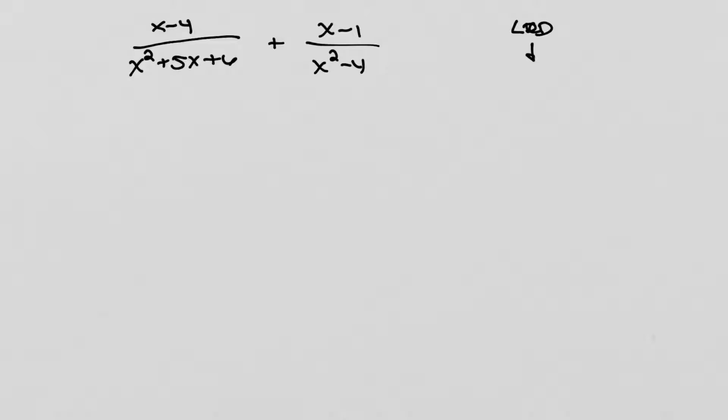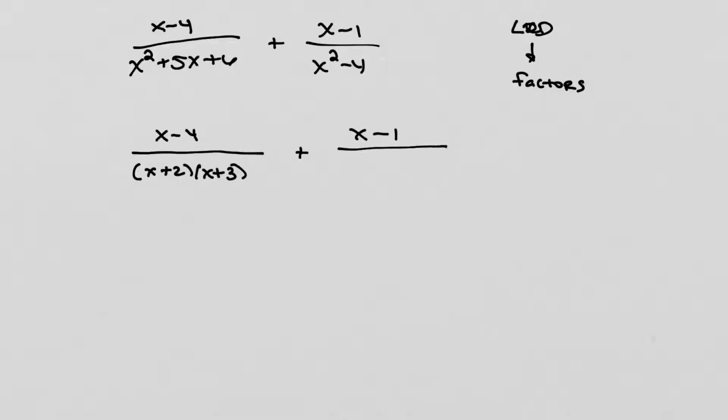The way you can find your least common denominator is to work with factors. So let's look at these two terms and try to factor them a little bit. The denominator of this first one factors into x plus 2 times x plus 3. And the denominator in the second one, that's my difference of squares formula. So that's x plus 2 times x minus 2.